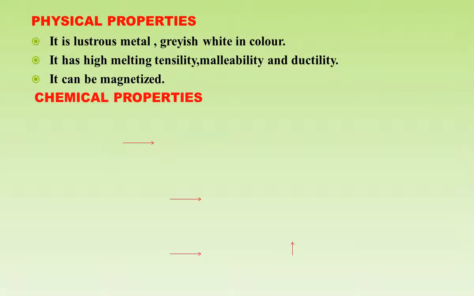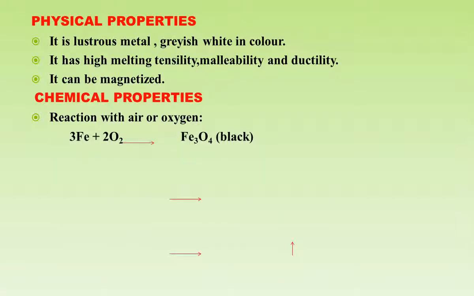So what are the chemical properties of iron? First, reaction with air or oxygen. Heating in air, iron forms magnetic oxide. So iron forms magnetic oxide when we heat it or react it with air.